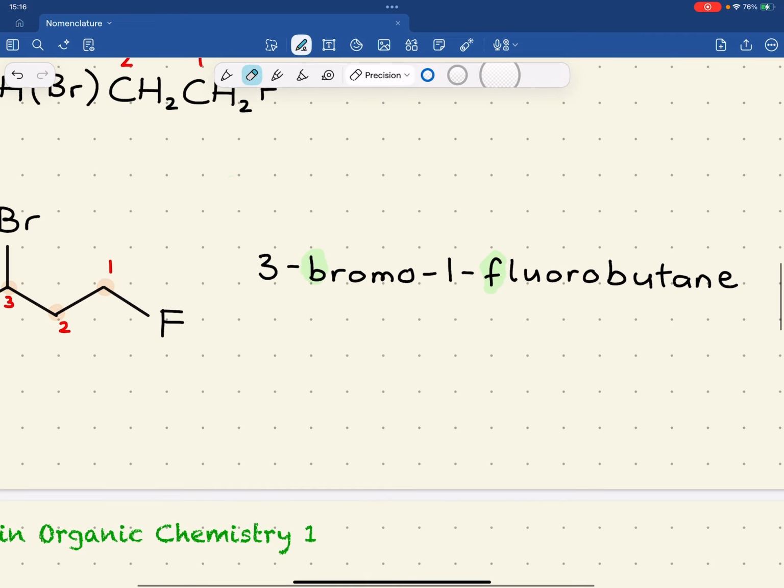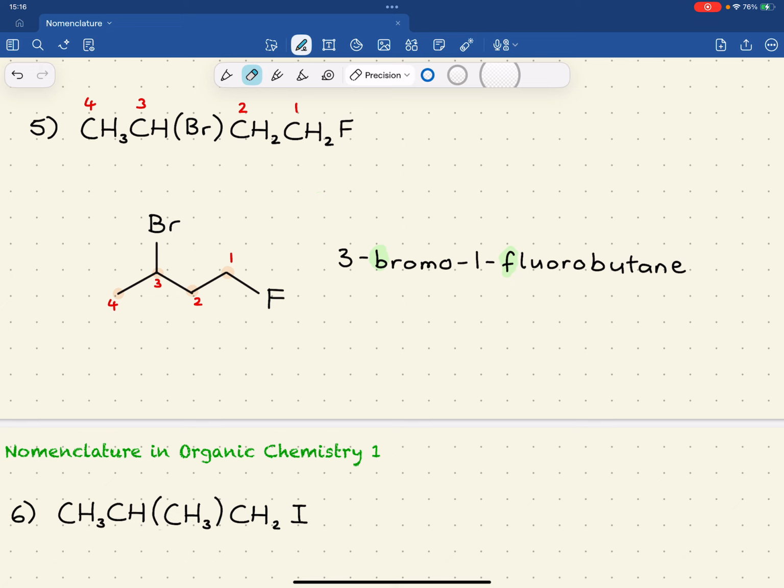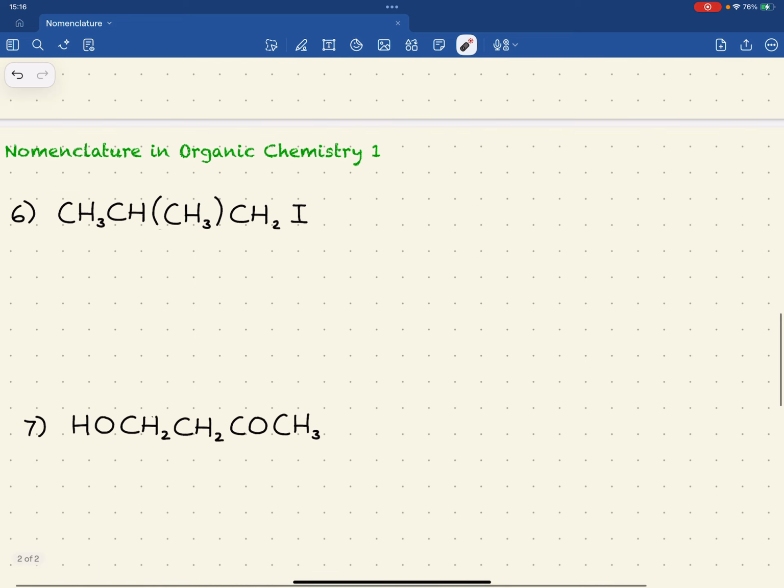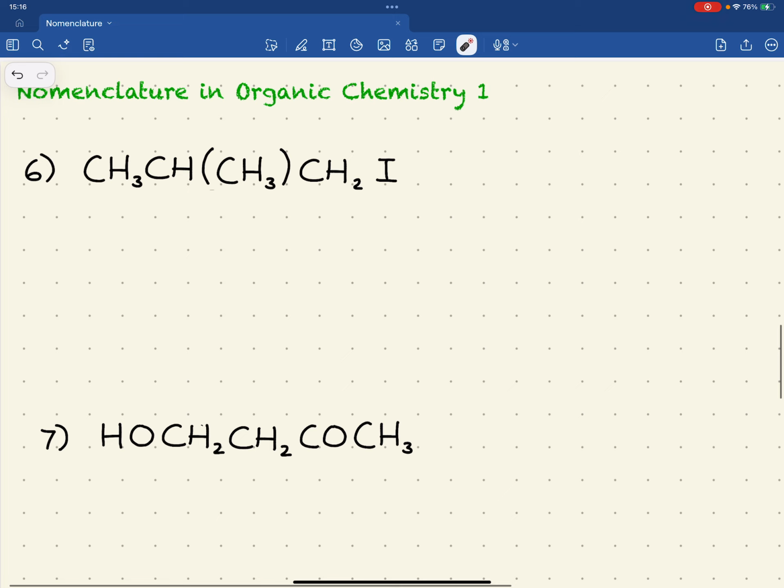And again, this would be 3-bromo, 1-fluoro, because the numbers 3 and 1 add up to 4, which is less than if you numbered it from this direction, where you'd end up with 2-bromo, 4-fluoro, which adds up to 6. The prefix numbers must add up to the lowest number. Number 6, we've now got another halogenoalkane or alkyl halide. Let's again draw this as a skeletal.